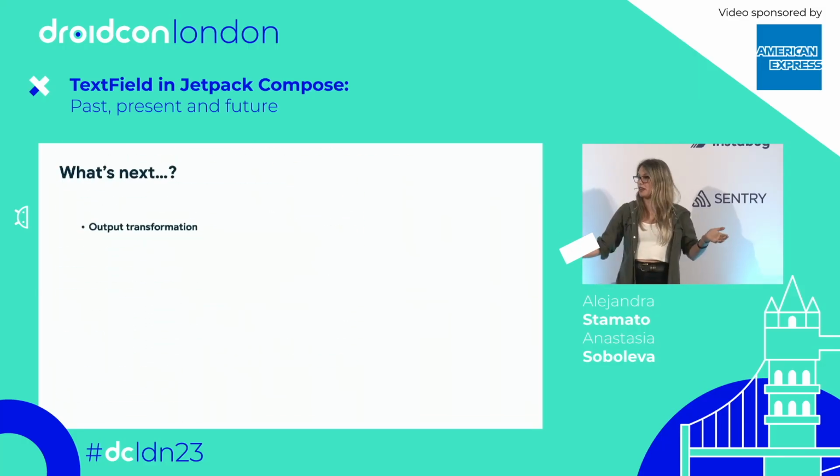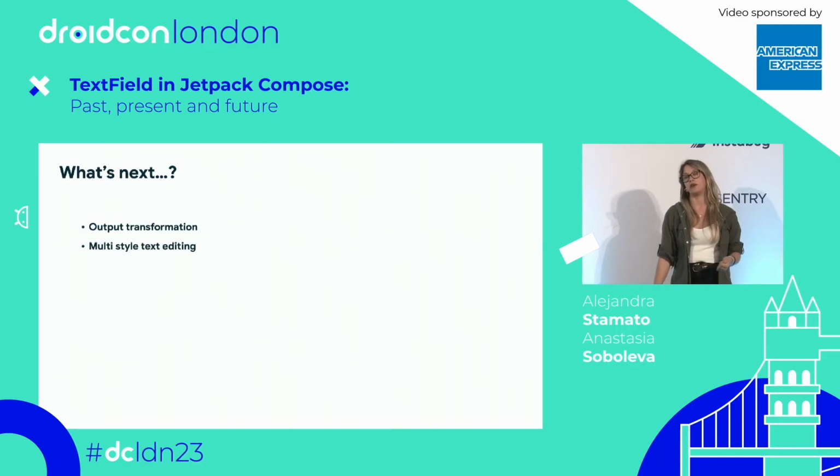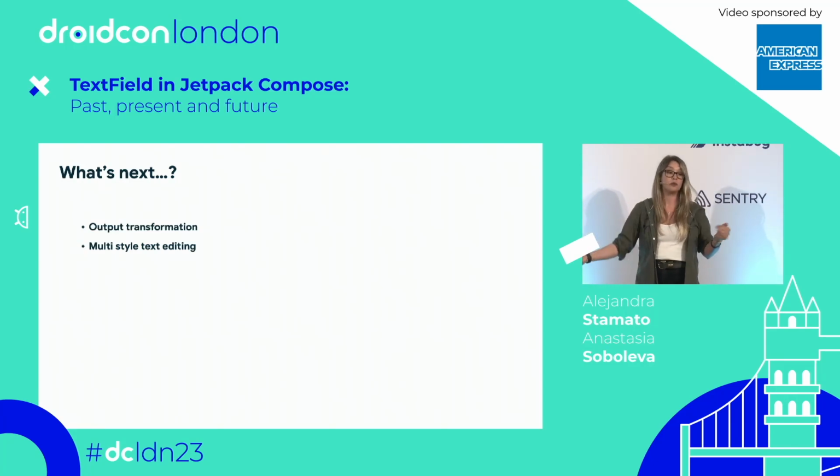Next up, merging, as Anastasia was saying, merging output transformation changes so you can test it out. Multi-style text editing obviously is a very, very highly requested feature, and the team will make sure that this is worked on next. And of course, material wrappers, so we don't have to style everything manually.